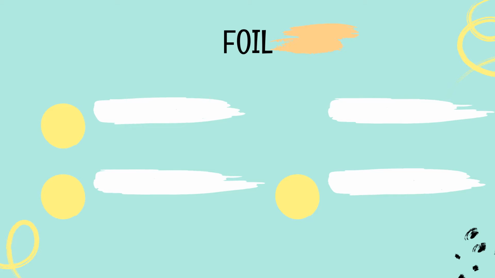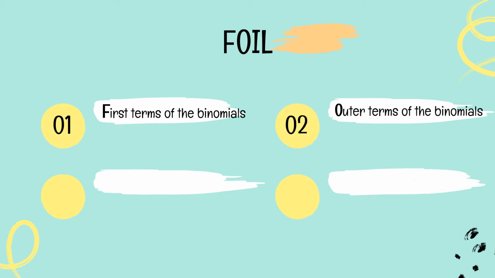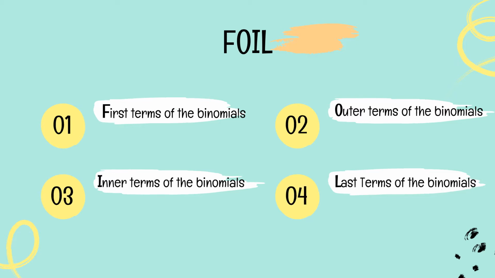This FOIL is an acronym for the four terms of the product. The first one is letter F, the first terms of the binomials. Remember that, this is very important. The second one is the outer terms of the binomials, which is letter O. The third one is letter I, the inner terms of the binomials. And for the fourth one, we have L, the last terms of the binomials. So that is the acronym: F, O, I, and L.